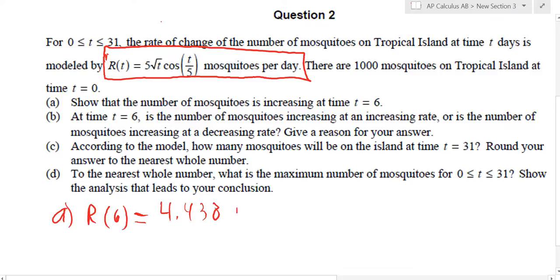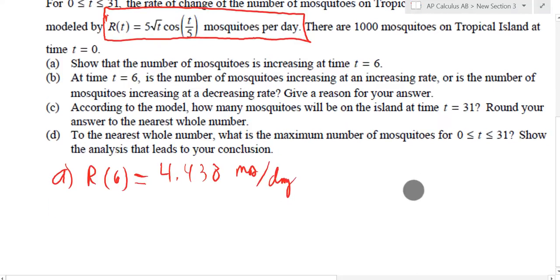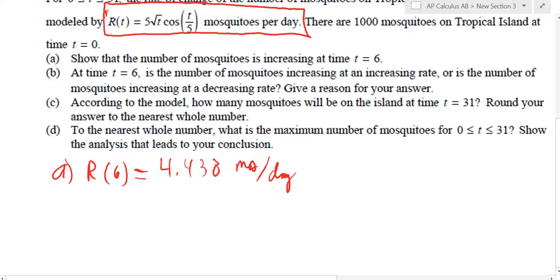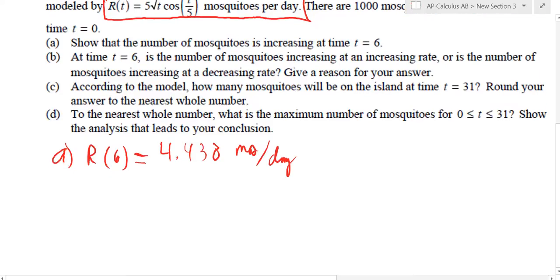And we said the units on that are mosquitoes per day. So then you're going to write something along the lines of the number of mosquitoes is increasing because R of 6 is positive. Okay? Easy enough? So B. Again, you'd have to write that sentence here.